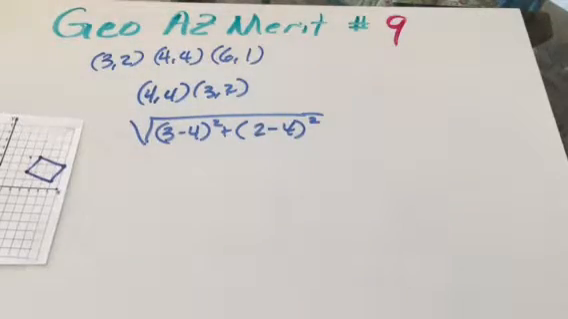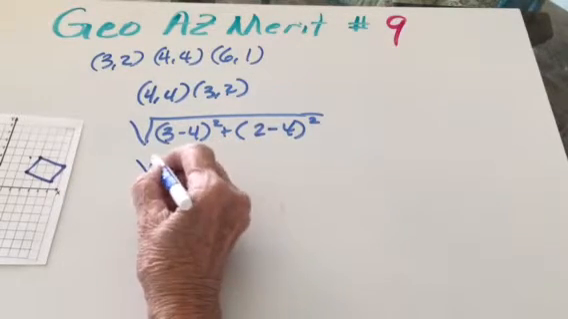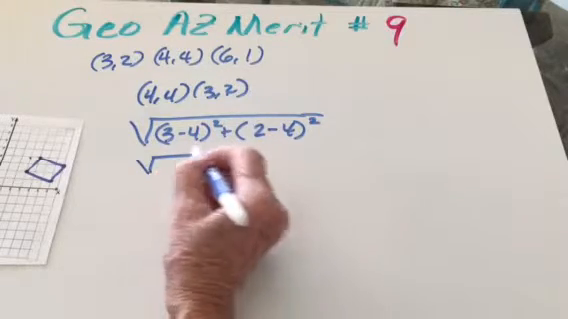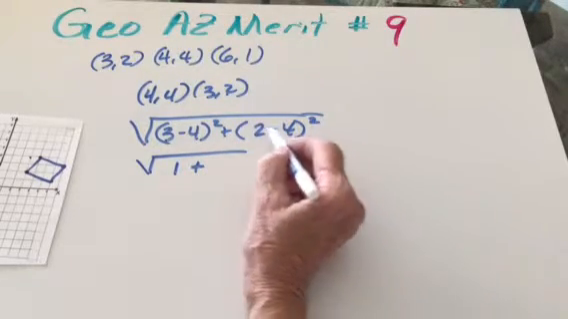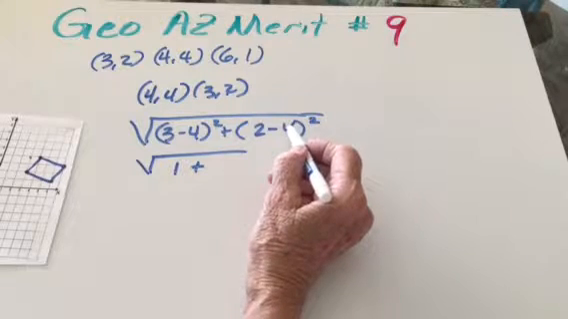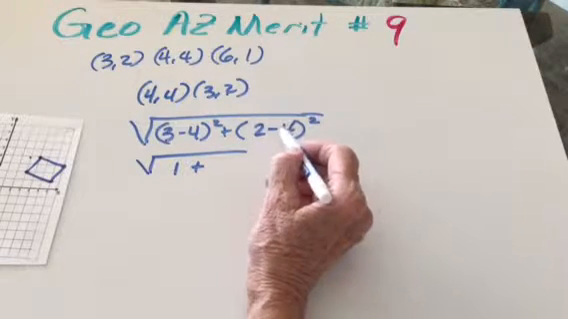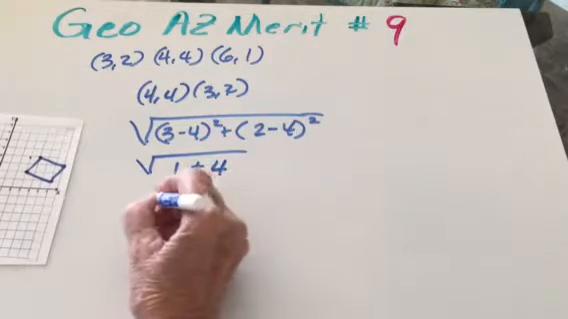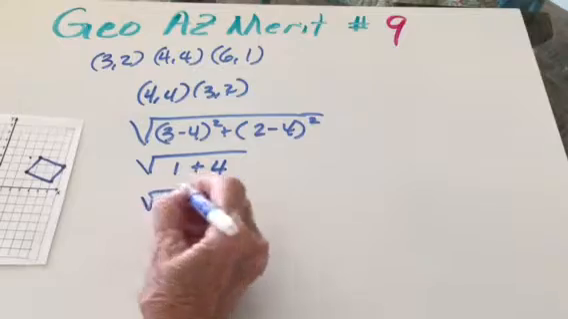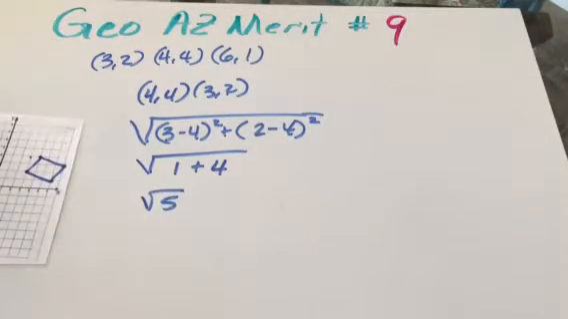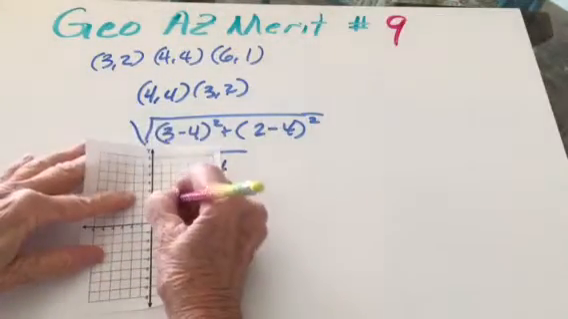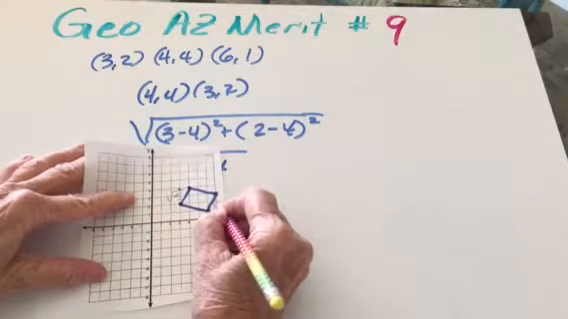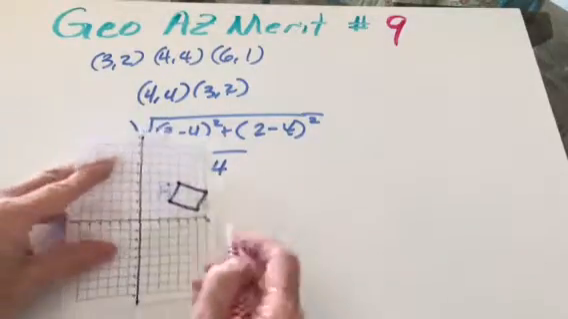Okay, so far? Okay. 3 take away 4 is -1. -1 squared is just 1 plus. 2 take away 4 is -2. -2 times -2 is just 4. So isn't this just radical 5? So this distance right here is radical 5. Well, what's this distance right here? It's the same thing, radical 5. Okay, now let's do the next thing.